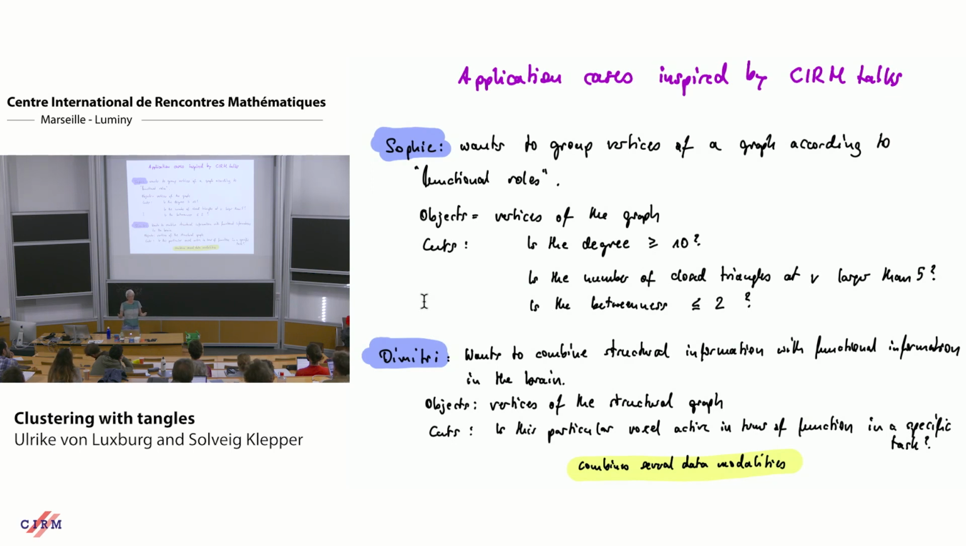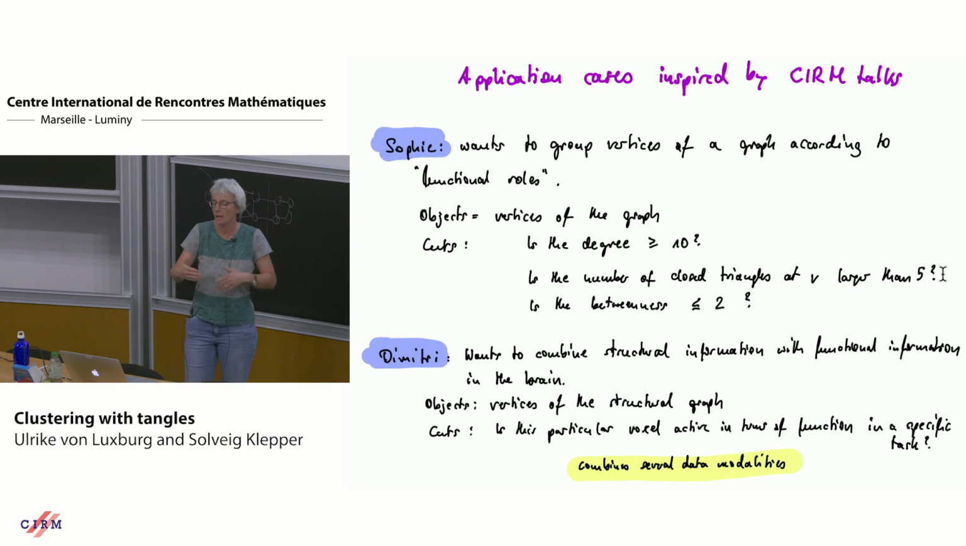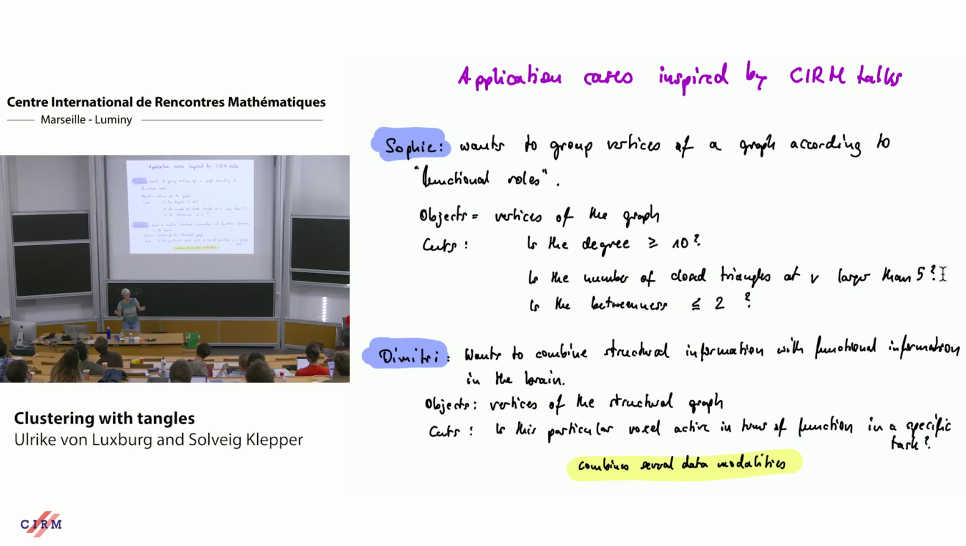Now you could try to do that with tangles. The objects are the vertices of your graph. And what are the cuts? Now you introduce this kind of questionnaire game. You ask: is the degree of this vertex larger than 10, or 7, or 8, and whatever? So you introduce cuts which ask these kinds of questions. Is the number of closed triangles attached to this particular vertex larger than 5? I make this up, but this is just to give you the story. Or is the betweenness smaller than 2? And then you're exactly in the tangle scenario, and now we can try to invoke tangles and see what happens. I don't have any clue, but this would be something you could try.